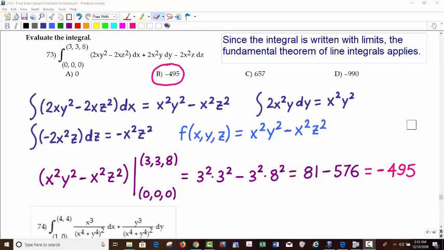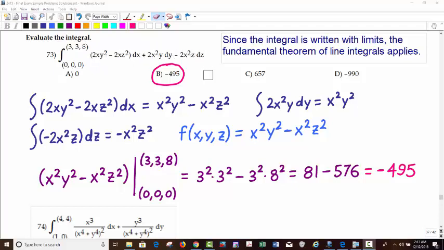All right, problem number 73 is the evaluation of a line integral with limits. As I mentioned in this note here, since the integral is written with limits, that means the fundamental theorem of line integrals definitely applies. So the vector field is going to be conservative. You don't even have to check that. One way to do this is to come up with a parameterization between these points, plug in all the t's and do all that.